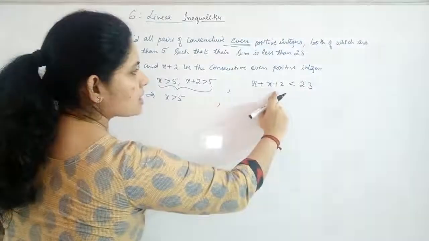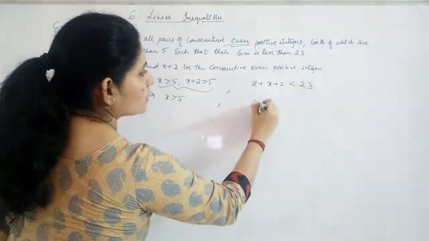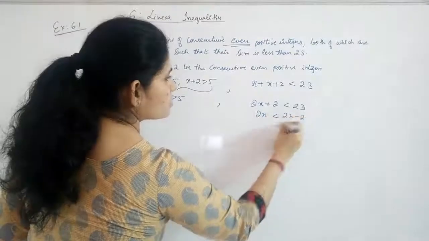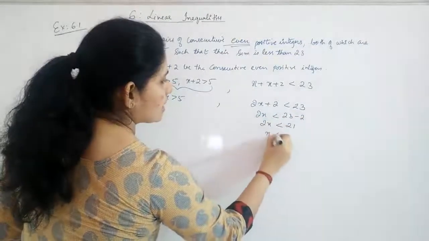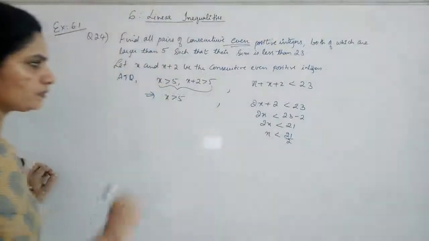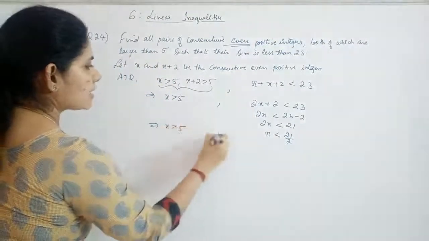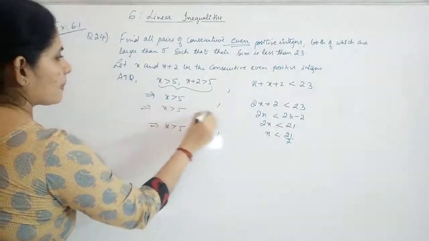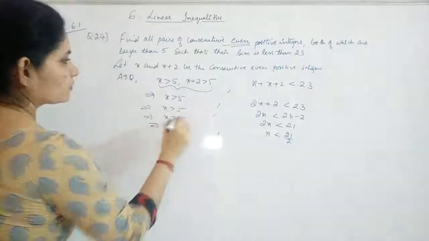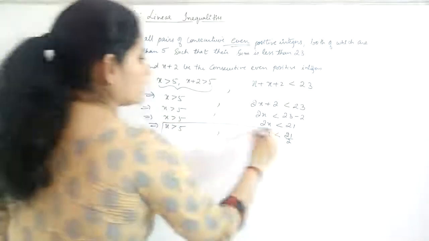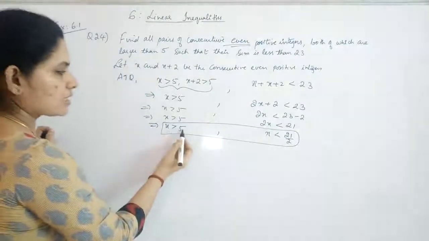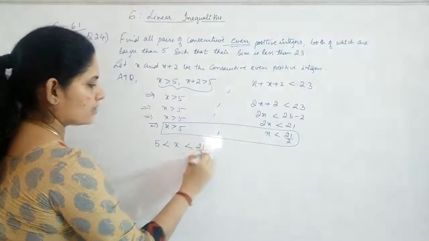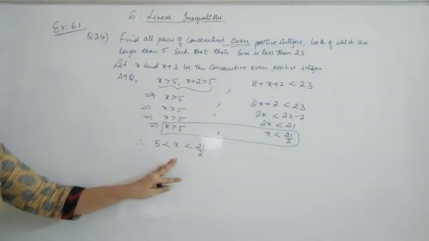And here you have x plus 2 is less than 23. This will give you 2x plus 2 is less than 23, 2x is less than 23 minus 2, that is less than 21, and x is less than 21 by 2. So you have two inequalities, x is greater than 5 and x is less than 21 by 2. Combining these two inequalities, we write 5 is less than x and it is less than 21 by 2. Okay, so this is the double inequality.